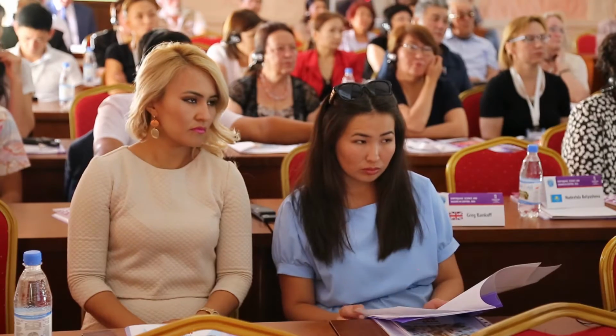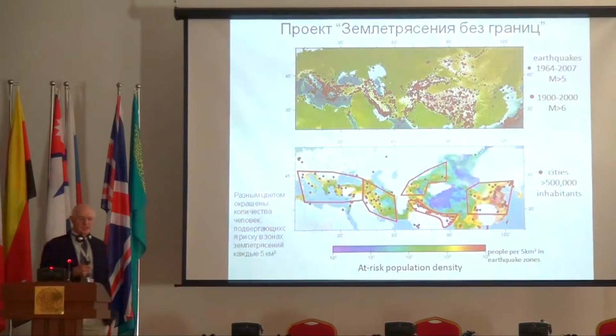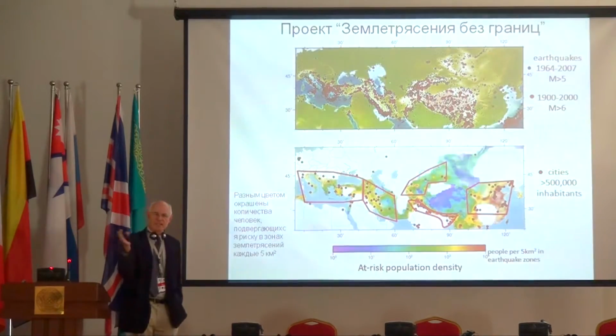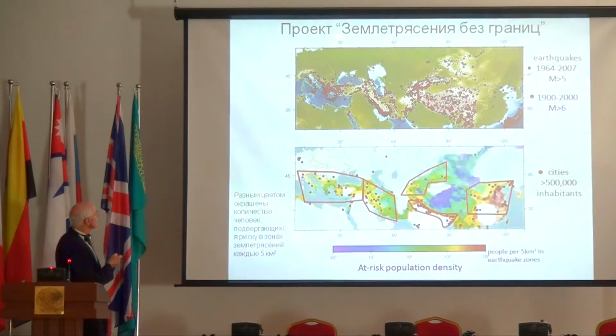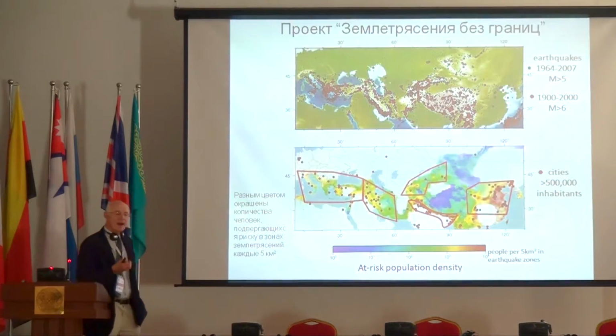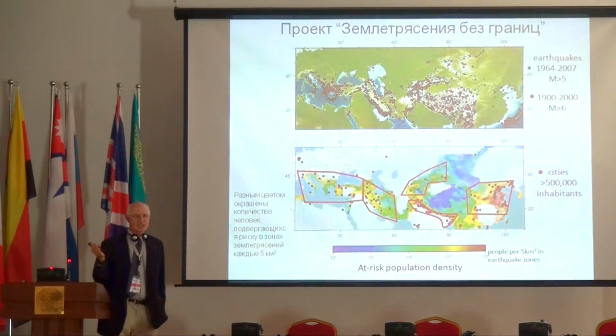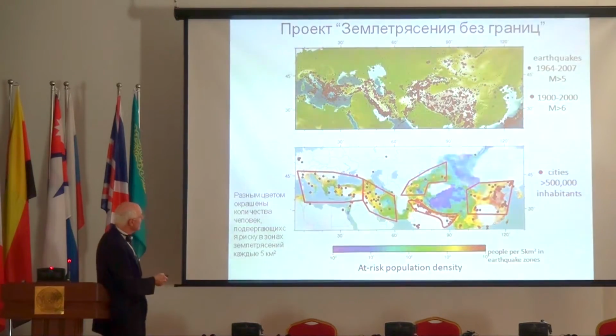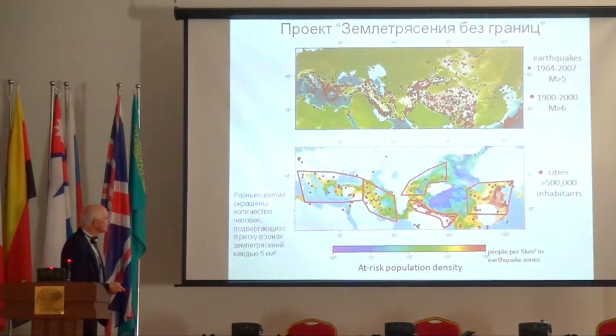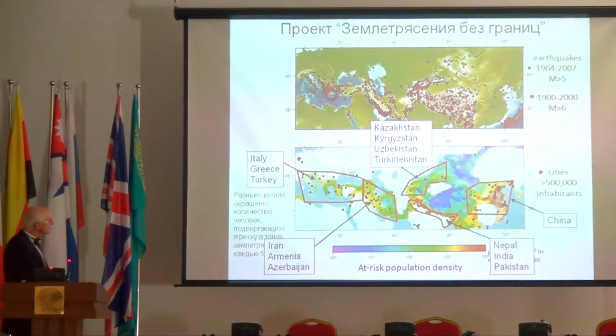My final slide just shows a little bit the context of this meeting. The people who have been invited here to speak from outside Kazakhstan are all part of this project called Earthquakes Without Frontiers. The project is really about trying to do something about this situation to help. This shows in color the most vulnerable people, the people at greatest risk here in this region. And there are 5 main regions we are interested in here. And these are the countries which are involved. And we have people from each of these regions at this meeting today.